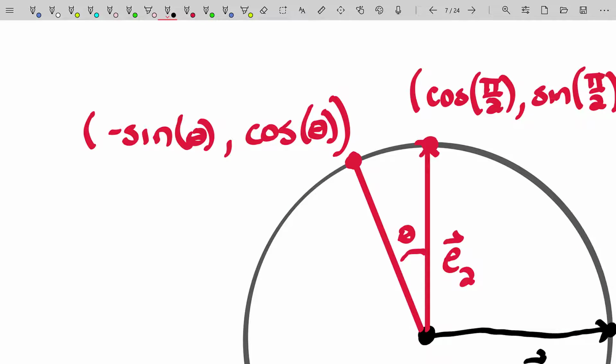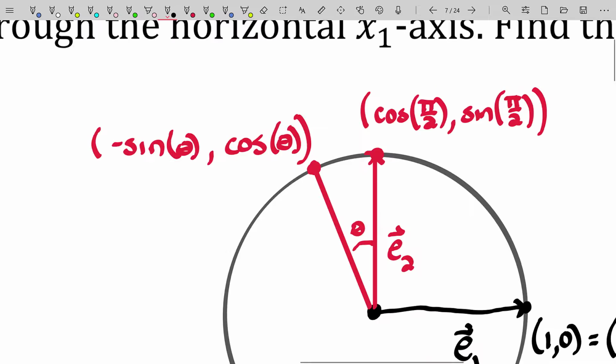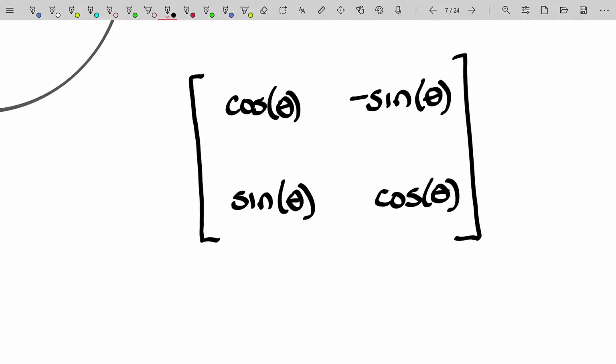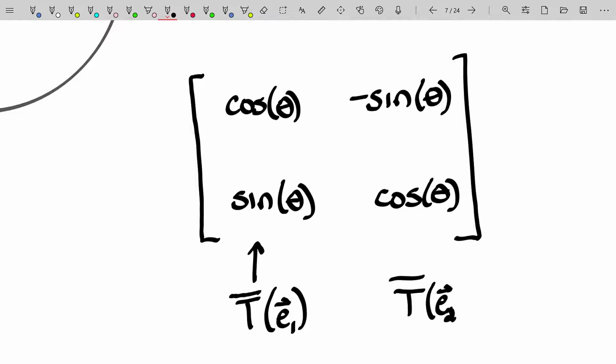So the second vector, e sub 2, gets mapped to negative sine of theta, cosine of theta. That will be the new coordinates for e sub 2 under the transformation. Again, I want to drive home the point that the first column is a transformation of e sub 1. It's not the transformation that we're looking for, so I'm going to say T bar, because we still have to flip things about the x sub 1 axis, so we're not completely done with our transformation, but it's a partial transformation of our first vector. And the second column is a partial transformation of the second vector.